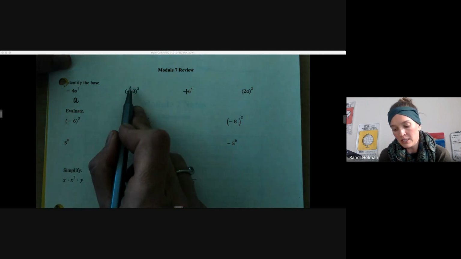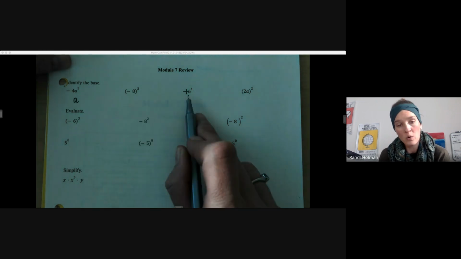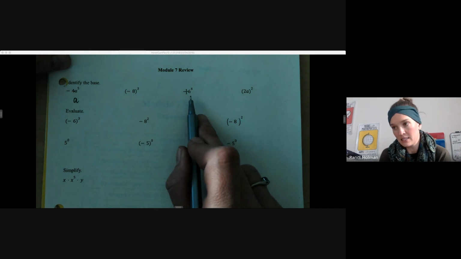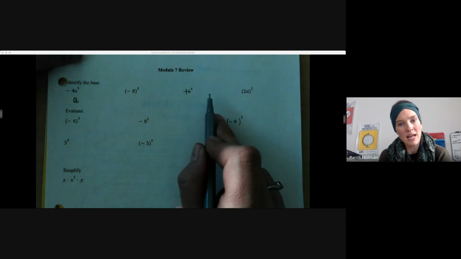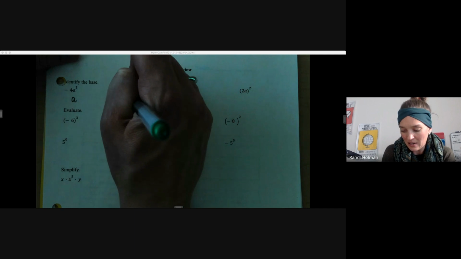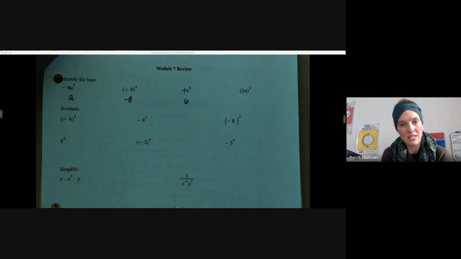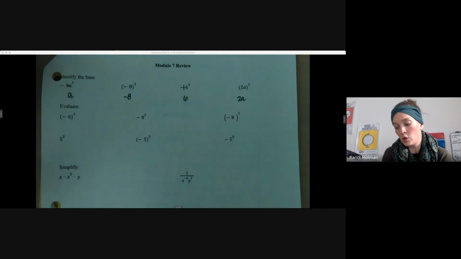Here, when we group this in here, that means I'm taking the negative with me. So this means -8 times -8 times -8. Whereas this means 6 times 6 times 6 times 6, that's 4 of them, times -1. That negative is not coming with us when we're doing the exponent. So here my base is -8 versus here my base is just 6. Okay, and writing in that 1 times can help you decipher between those two things. Here we're taking that whole 2a with us. So it's 2a times 2a, which would end up being 4a squared.